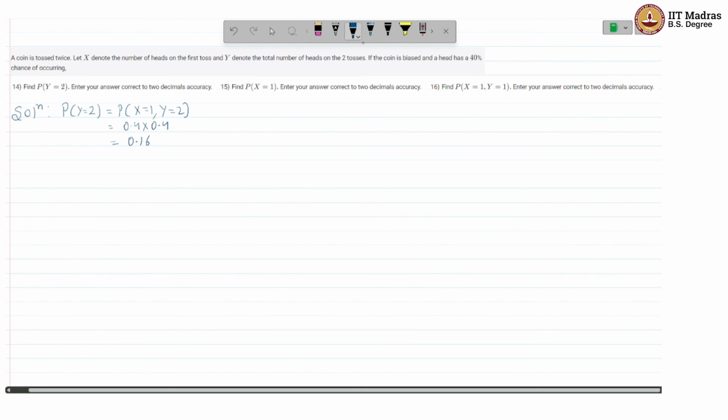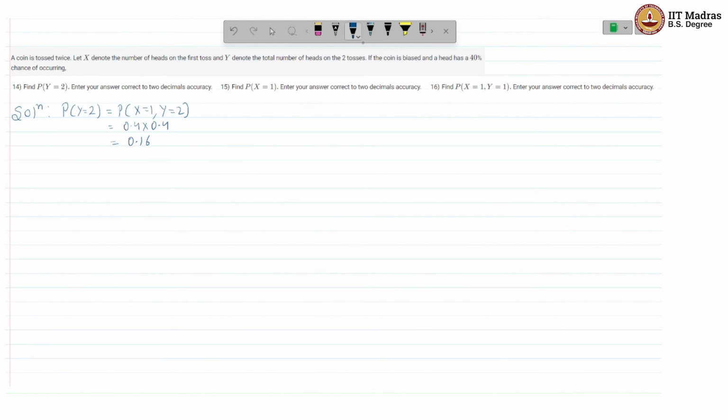Now coming on question number 15. In question number 15 we have to find the probability that X is equal to 1. So the probability that X is equal to 1 is the probability of getting heads on the first toss, so this will be equal to 0.4.